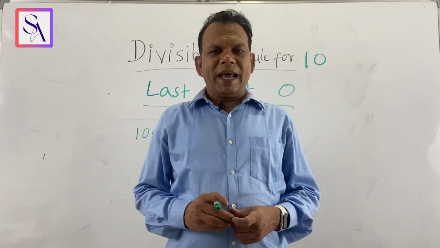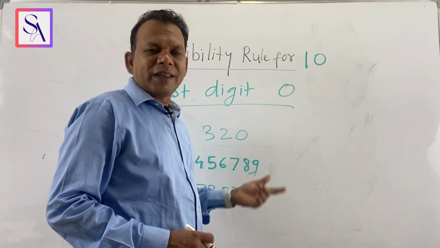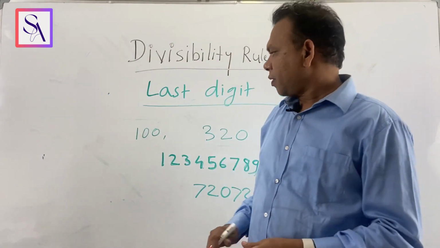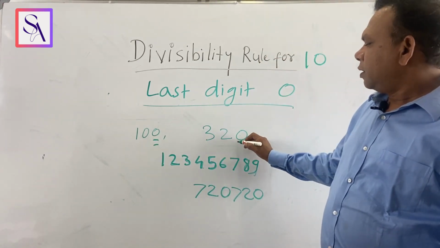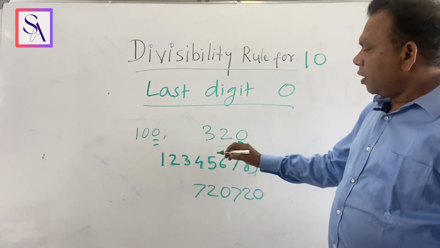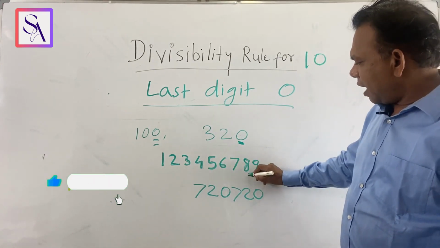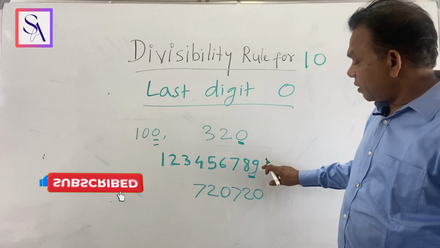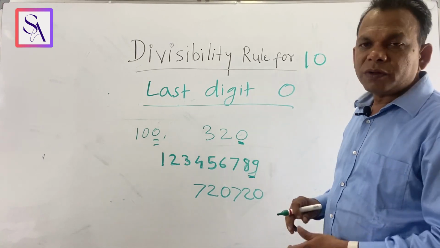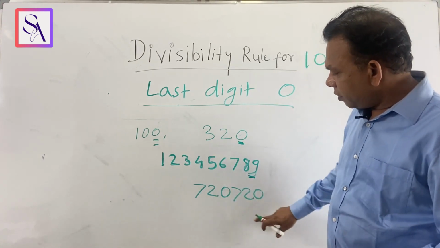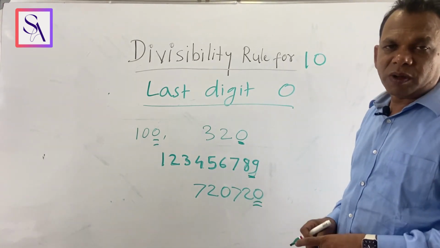Divisibility test for 10. This is very simple. If the last digit is 0, then that number is divisible by 10. In 100, the last number is 0. In 320, the last number is 0. In our example 1 2 3 4 5 6 7 8 9, here the last number is not 0, it is 9. So this number is not divisible by 10. Our magic number 720720, the last number is 0, hence it is divisible by 10.